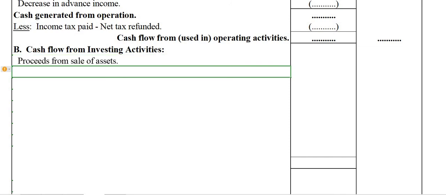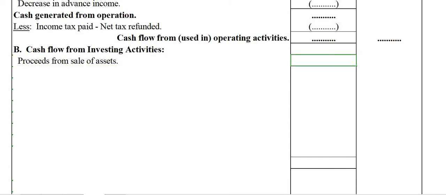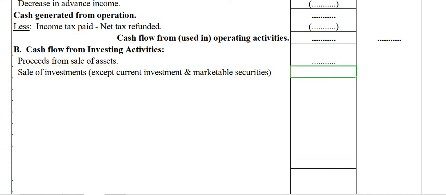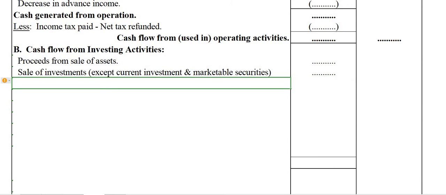Proceeds from sale of assets. So all the inflow of cash will be added. Through the sale of assets we will be getting cash, so cash proceeds from sale of assets will be shown. Next, sale of investments. See, except current investments. Current investments will be shown in working capital changes, and marketable securities will be shown as cash equivalents. So those items should be avoided; except those, all the investments should be taken here. That means all the long-term investments.